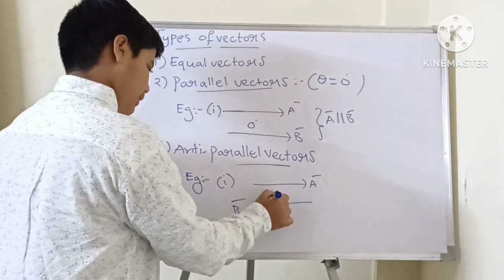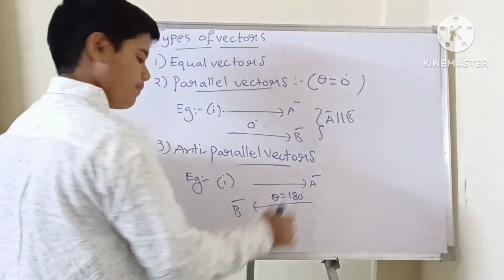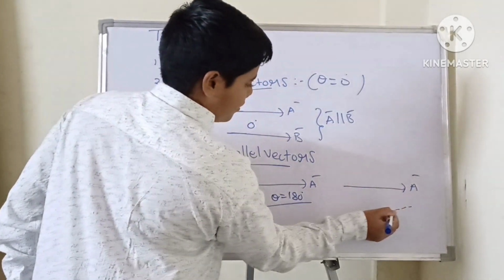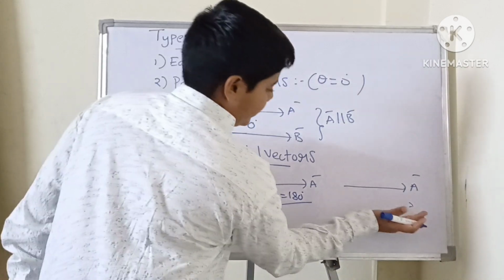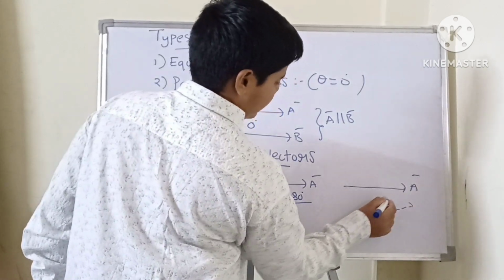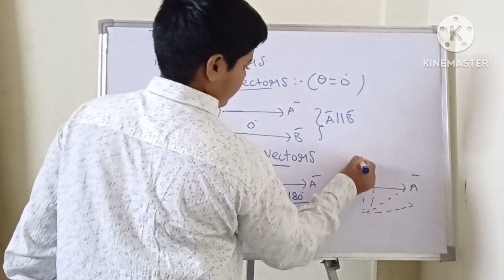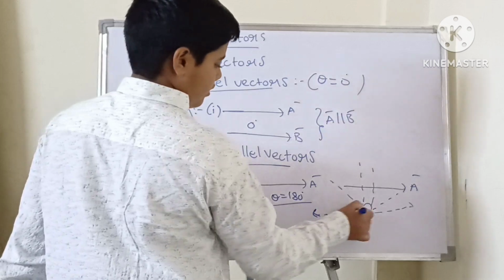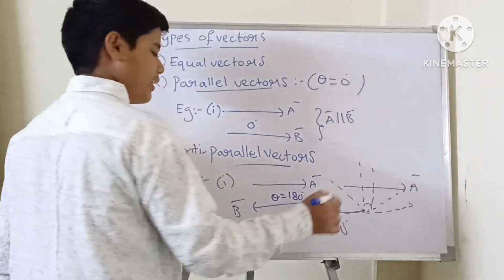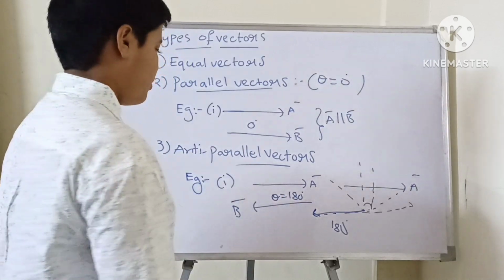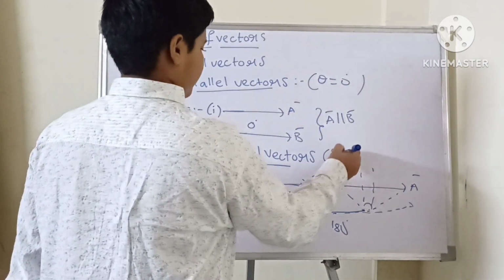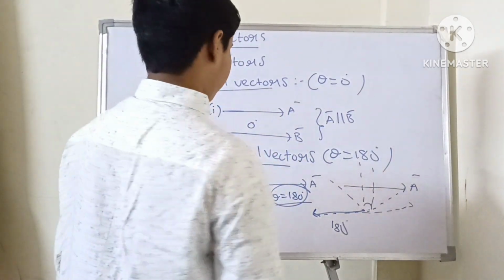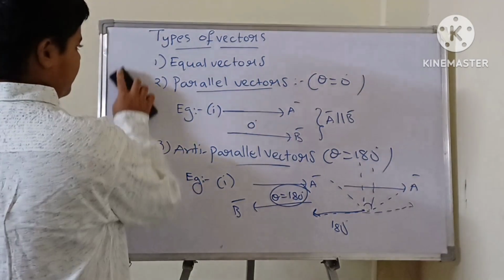So we can say that here theta is equal to 180 degrees, because this is A bar. Initially, this is B bar, and it turns like this, slightly like this. So it becomes a right angle here. So finally it reaches the ground. So it becomes a 180 degrees rotation. So that's why theta is equal to 180 degrees. Okay. So these are anti-parallel vectors.